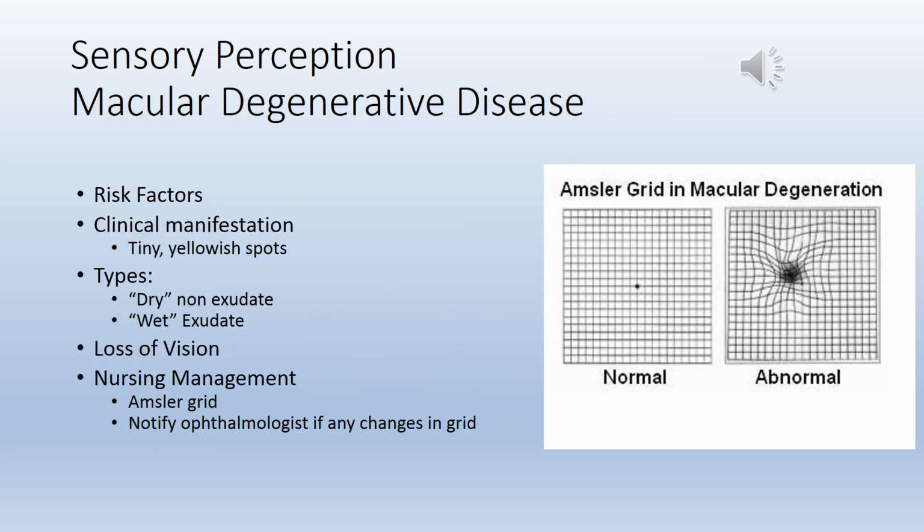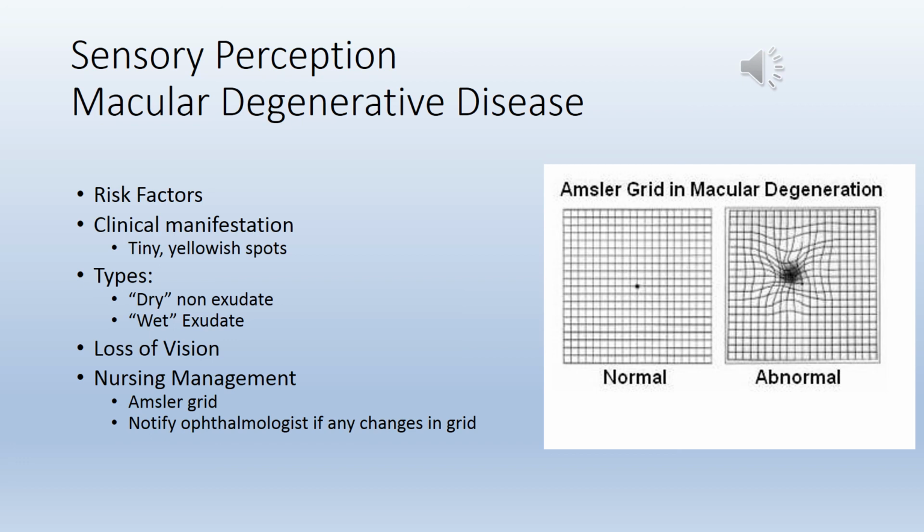Within the concept of sensory, there is macular degenerative disease as an exemplar. Age-related macular degeneration is the most common cause of visual loss in people older than 65 in the United States. It's characterized by tiny yellowish spots called drusen beneath the retina. Most people older than 60 have at least a few small drusen, which are clusters of debris or waste material. When drusen are located in the macular area, they can affect vision.